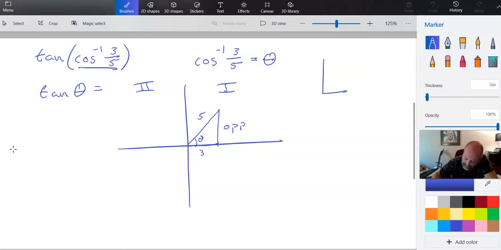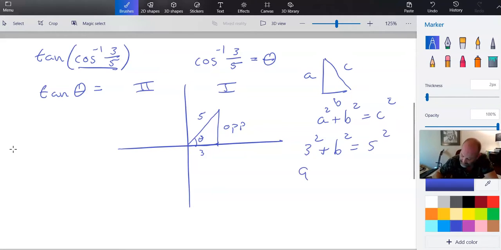If I have a right triangle with side lengths A and B and hypotenuse C, then the sum of the squares of the legs is equal to the square of the hypotenuse, right? That's what the Pythagorean theorem says. And we have a hypotenuse and one of the legs. So that means that 3 squared plus B squared is equal to 5 squared. And so I have 9 plus B squared is 25, which means B squared is 16, and B has to be plus or minus 4.